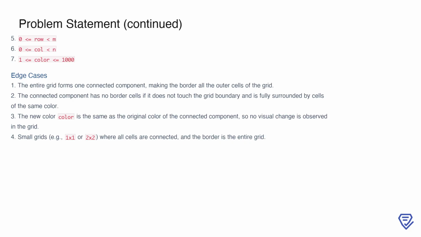Another scenario occurs when the connected component is completely surrounded by cells of the same color, resulting in no border cells. Additionally, if the new color matches the original color of the component, the grid remains visually unchanged. Finally, small grids, like 1 by 1 or 2 by 2, may have their entire grid as the border. These conditions ensure the problem is well defined and that the solution handles all possible scenarios appropriately.